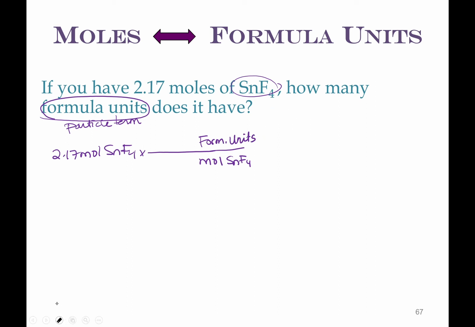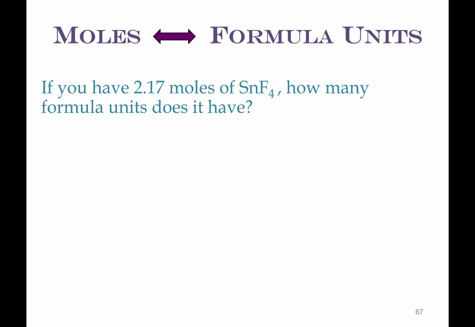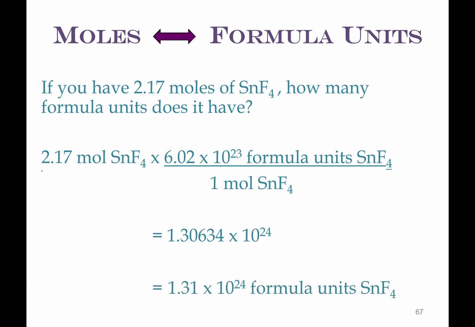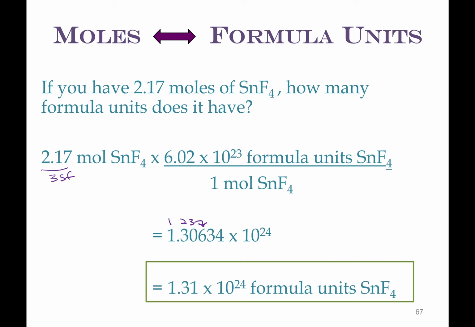Okay, so how many formula units? 1 mole is 6.02 times 10 to the 23rd. So this is an Avogadro's number problem. We do that math and we get 1.30634 times 10 to the 24th. We round that to 3 significant figures. This is 3 sig figs here: 1, 2, 3, 1 to the right for rounding. And we get 1.31 times 10 to the 24th formula units of tin 4 fluoride.